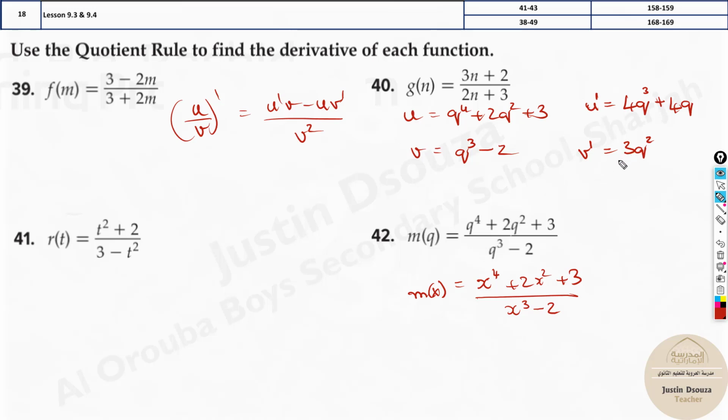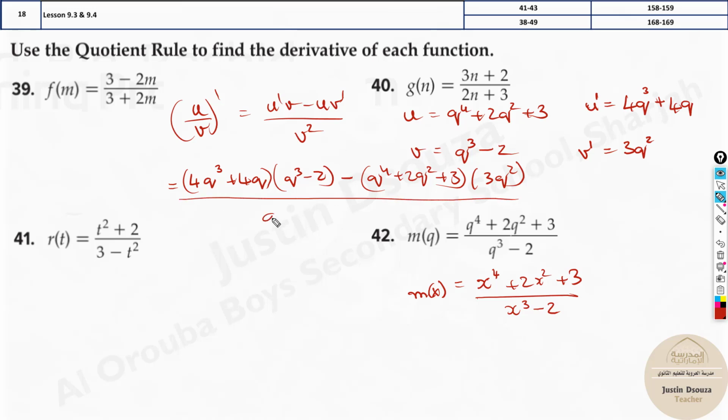Now see, we have all the values of u dash and v dash. So we can use the formula now. What is u dash? It is 4 times q to the power 3 plus 4q. Multiply this with v, that is q to the power 3 minus 2, minus u, which is again q to the power 4 plus 2q squared plus 3, multiplied with v dash, which is 3q squared, divided by v squared: q cubed minus 2, the whole square.